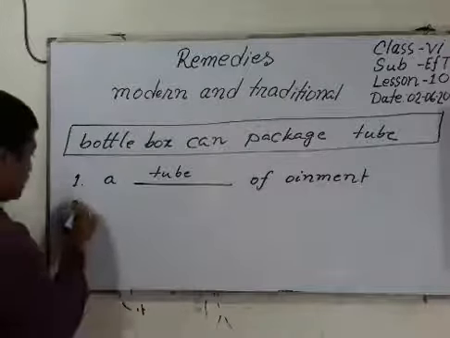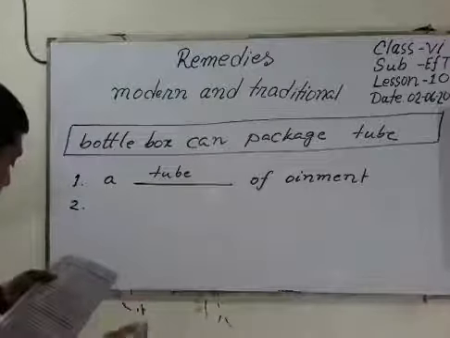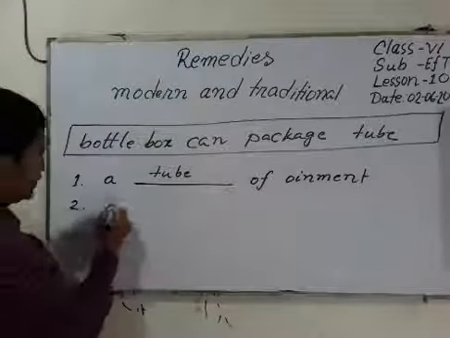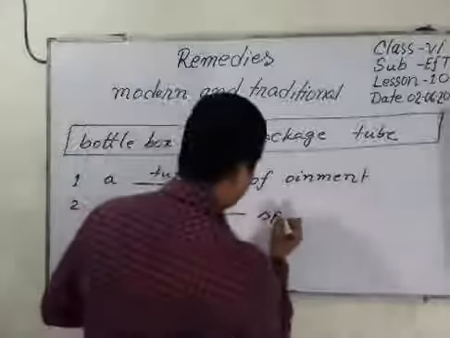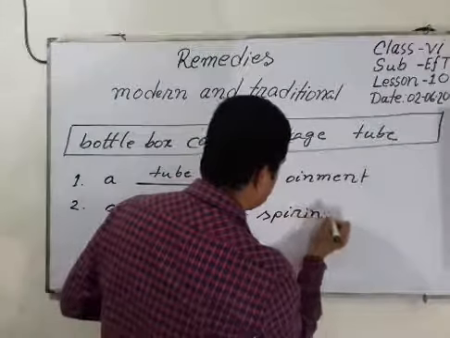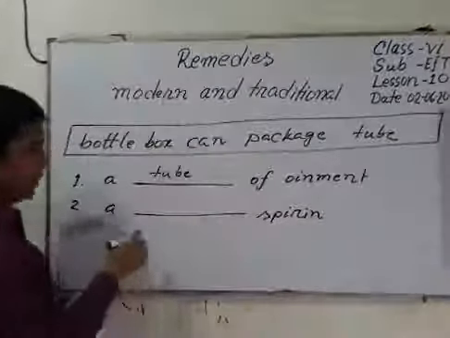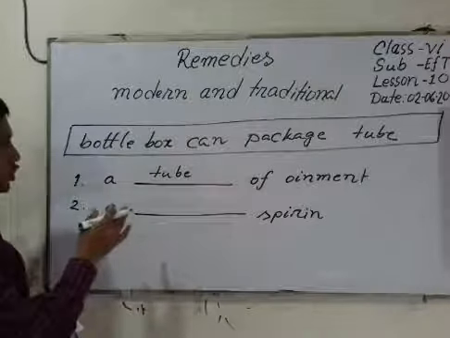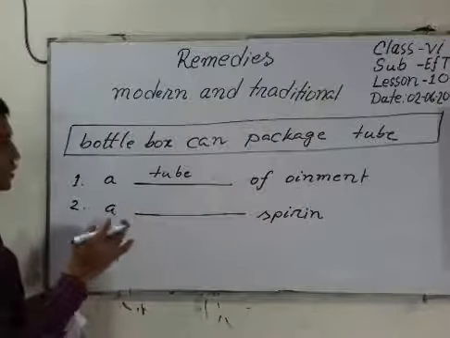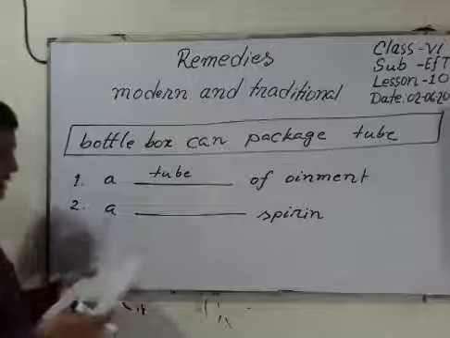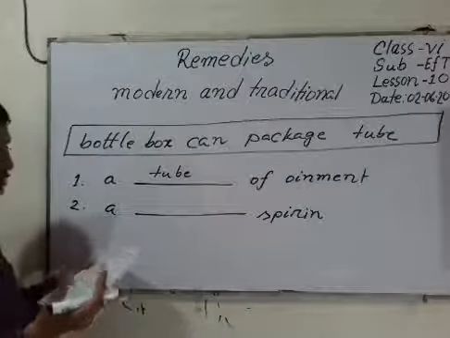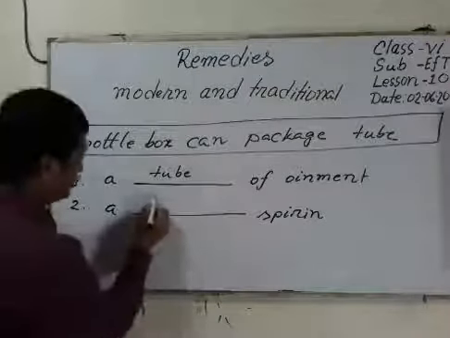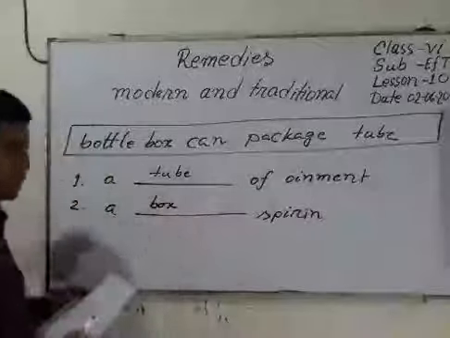The next one, you can write a dash of aspirin. What should be here? Aspirin: a bottle, box, can, package, tube. You can say a box or a package of aspirin. You can write here a box of aspirin.